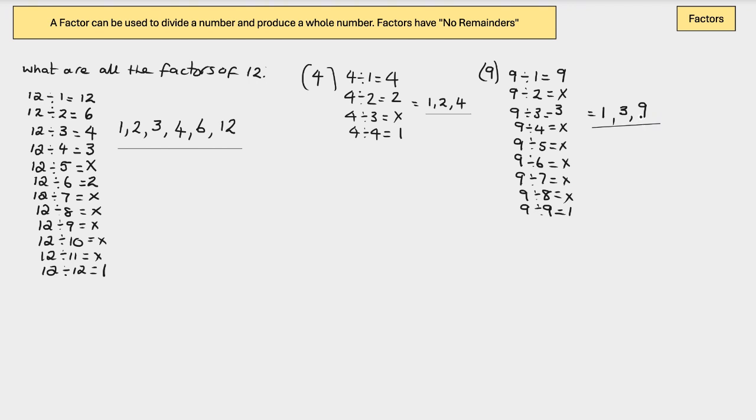But if I knew my times table, I wouldn't have to write all that down. Let's do a really, really easy one. 5. What are all the factors of 5?